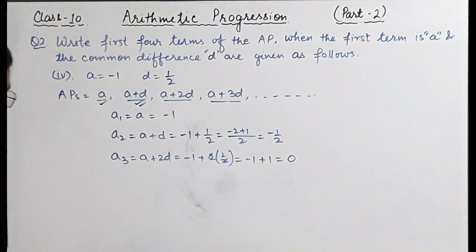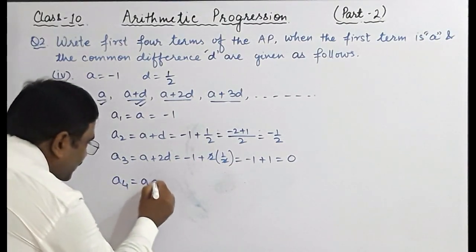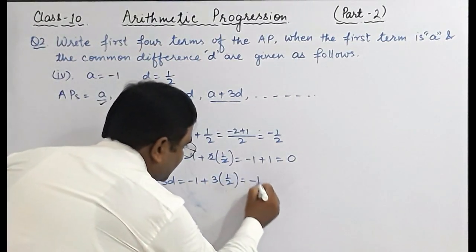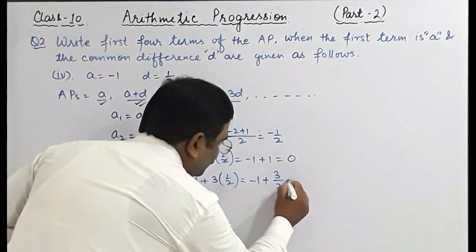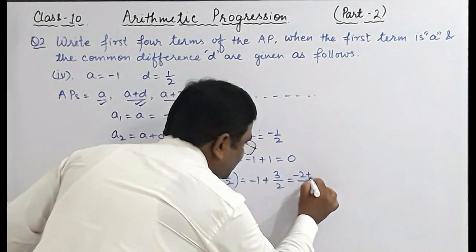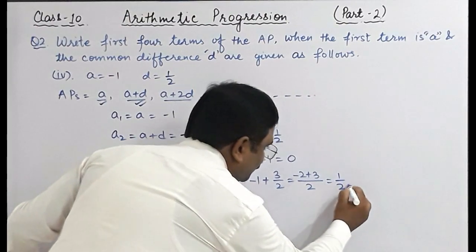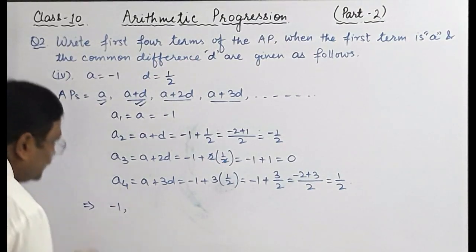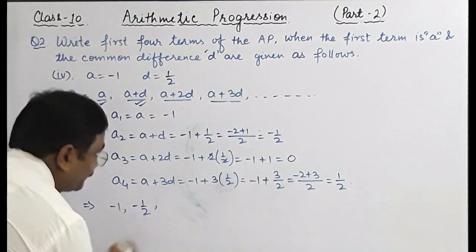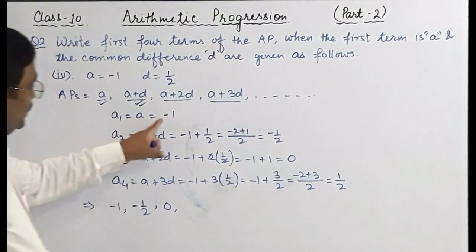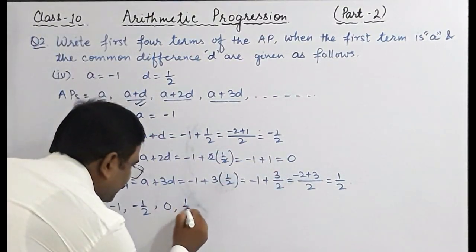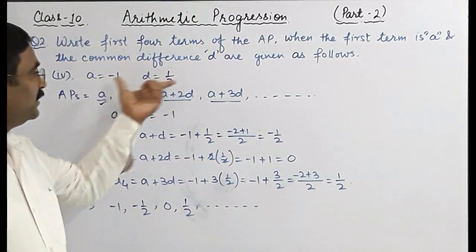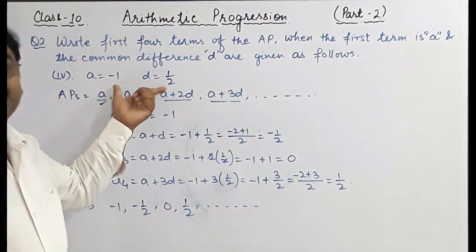Our third term came. So fourth term A4, that is equal to A plus 3D, which is equal to minus 1 plus 3 multiplied by D is 1 upon 2. So minus 1 plus 3 upon 2, which is equal to minus 2 plus 3, that is 1 upon 2 is the fourth term. So our list of numbers, our series becomes minus 1, minus 1 upon 2, 0, and 1 upon 2, etc. These are the first four terms of our arithmetic progression according to the given information, right?